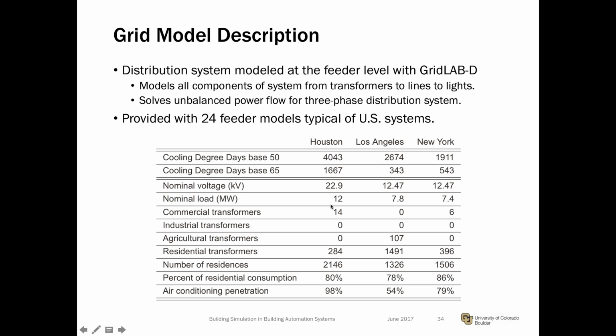This Houston feeder has a nominal load of 12 megawatts. It has approximately 2,146 homes on it, and 98% of the homes have an air conditioning system, which is not a surprise to anyone who's visited Houston in the summer. 80% of the total energy consumption is due to homes, and we tackled the problem.